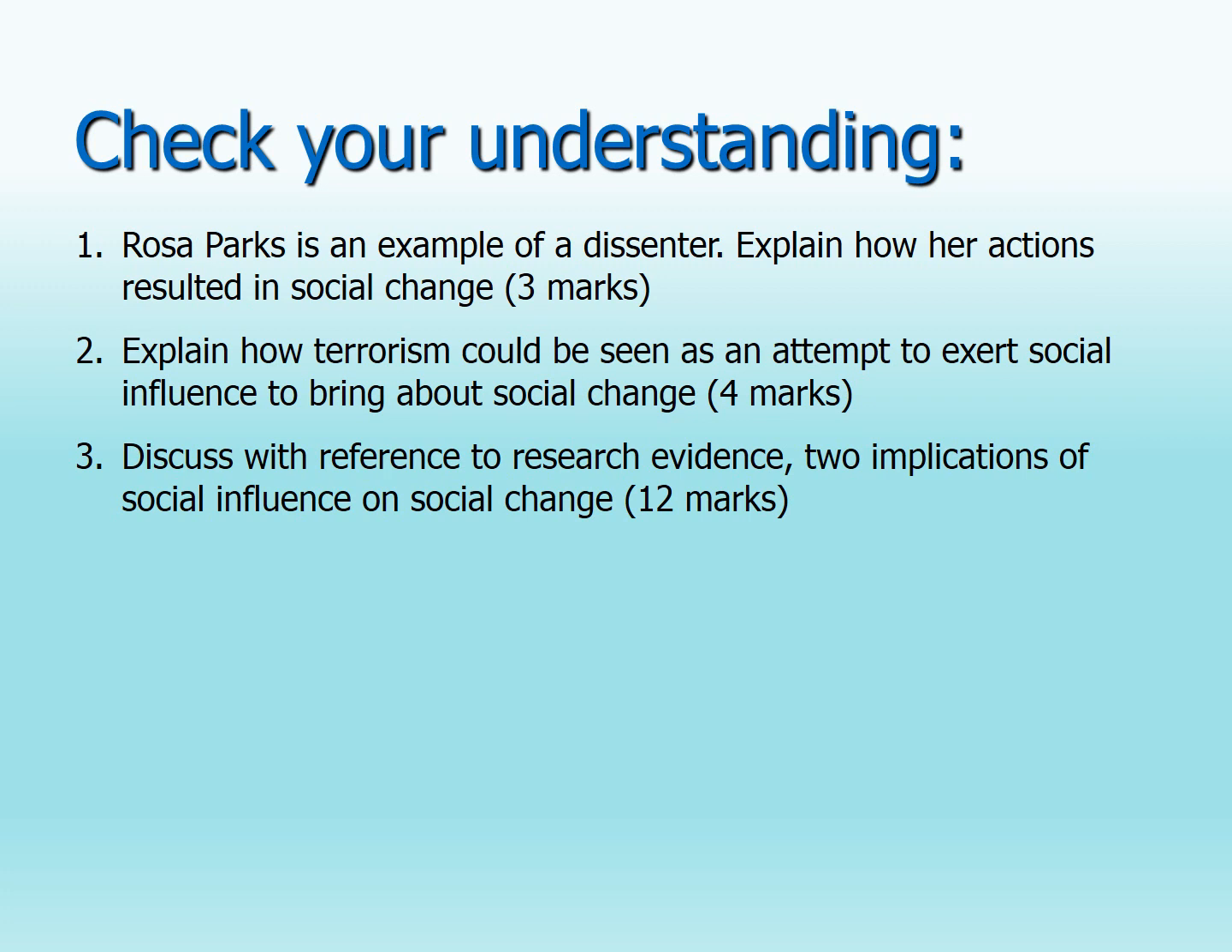So have a little go at these. Rosa Parks is an example of a dissenter, a rebel. How did her actions result in social change? How can terrorism be seen as an attempt to exert social influence to bring about social change? And with reference to research evidence, two implications of social influence on social change. Remember how we were saying it's positive and negative? Those are your implications. Other than that, this is the last lesson I'll be teaching you about social influence.